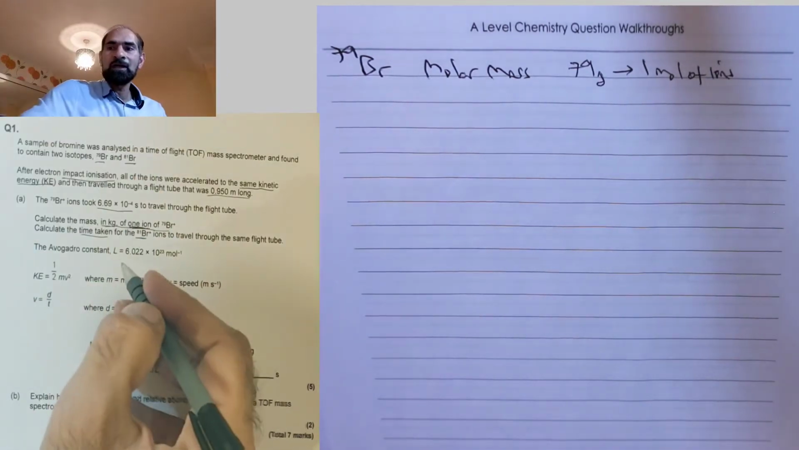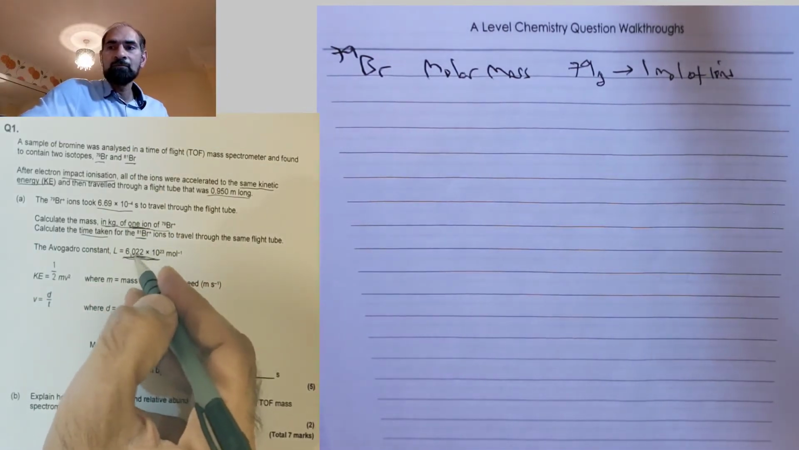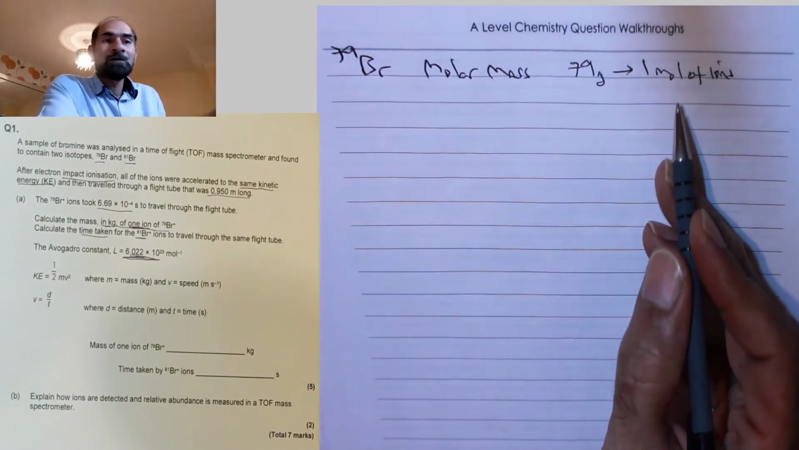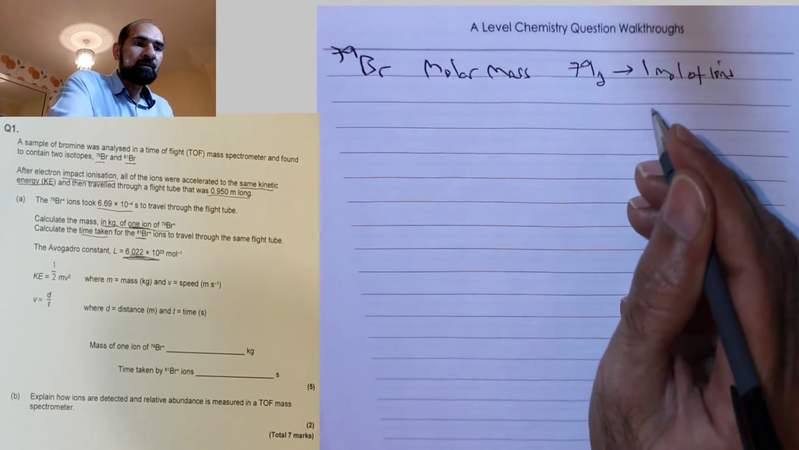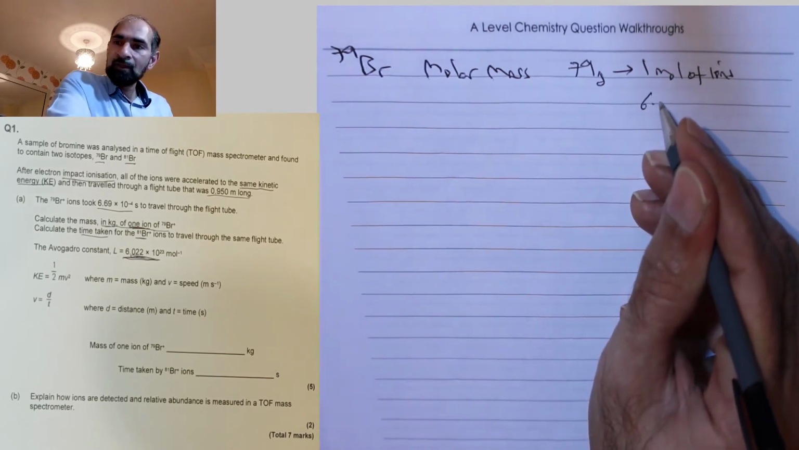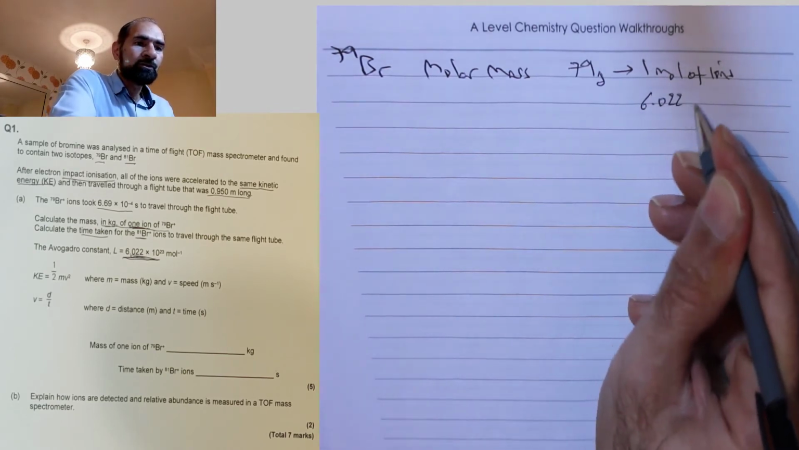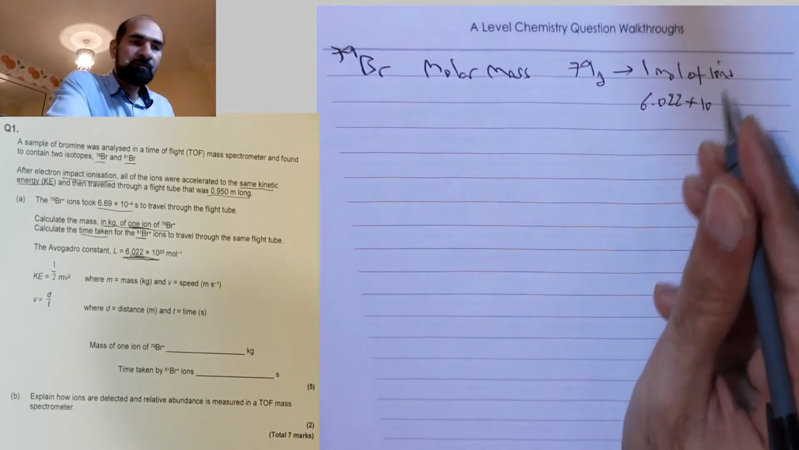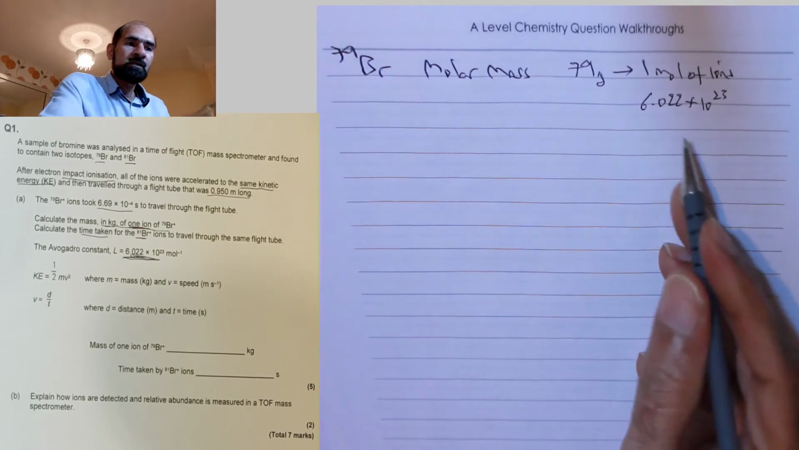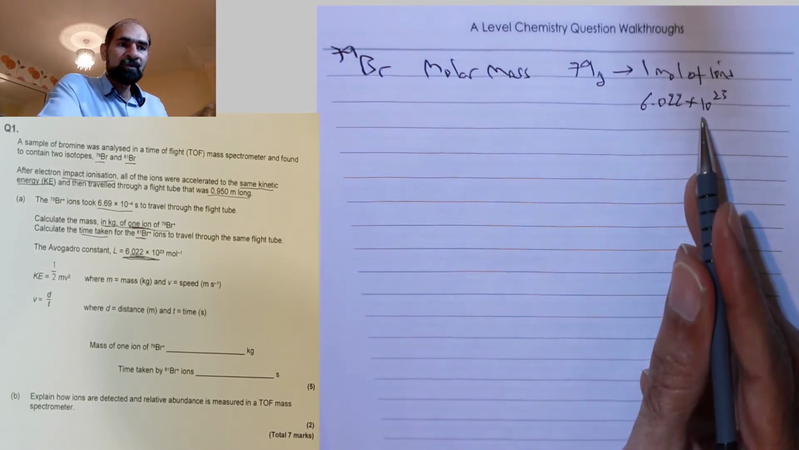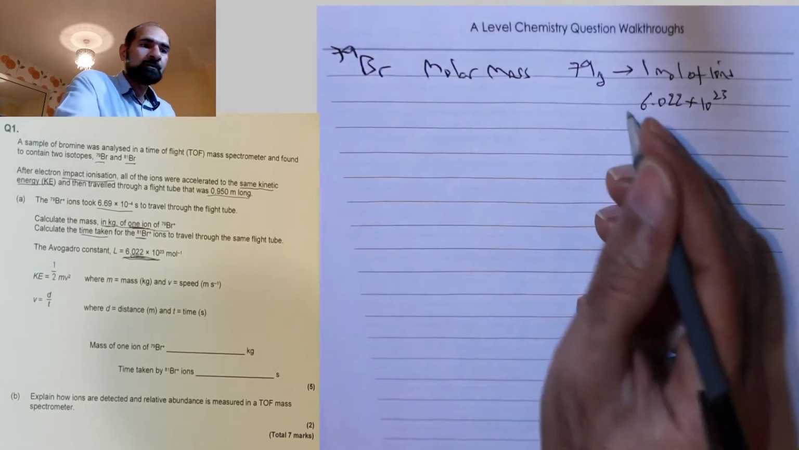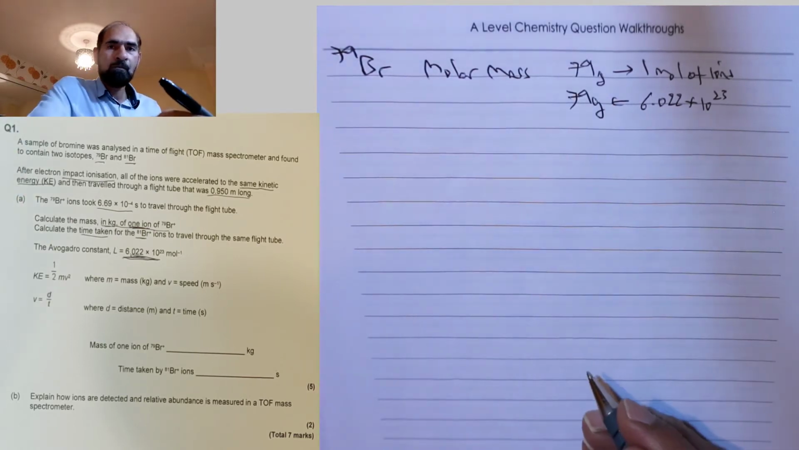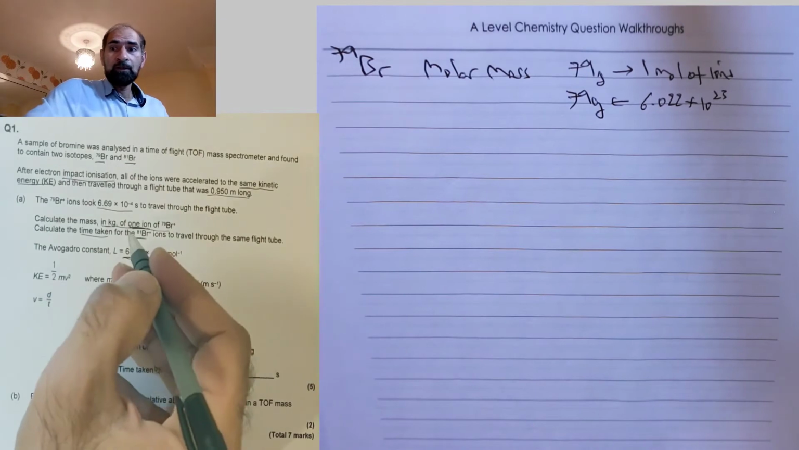And of course, now you realize why they're giving you Avogadro's number, because in 1 mole of ions, how many particles are there? How many ions are there? There are 6.022 times 10 to the 23. Sometimes that's just 2 decimal places, but I'm going to use what they've given me. So that means there are this many particles in 1 mole. So these many particles weigh 79 grams. And therefore, they want to know 1 ion.